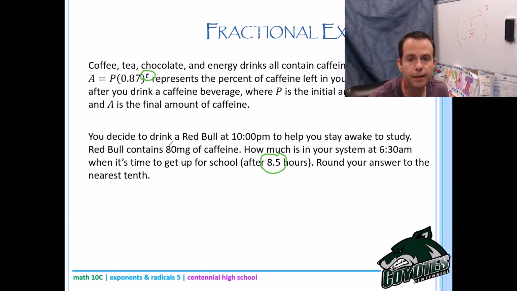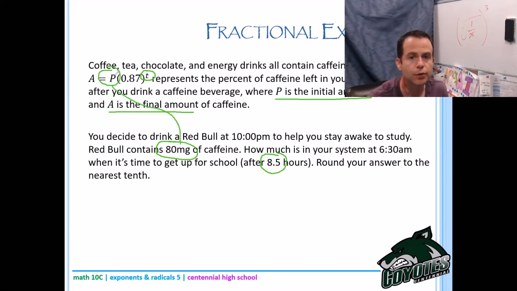We know that you started with 80 milligrams of caffeine. So would that be P or would that be A? Well, P is the initial amount and A is the final amount. So 80 milligrams of caffeine, that's your P value. So you know a P value and you know a T value, so you're just going to plug it in your calculator and figure out what the A value is.